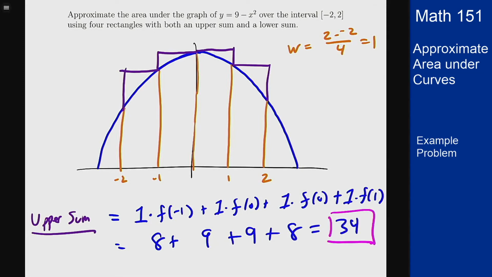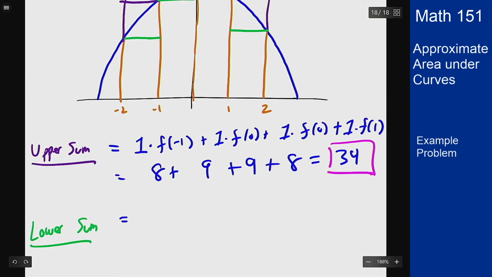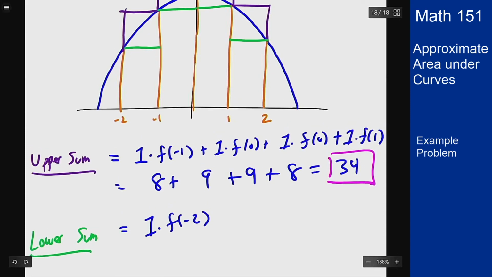Now for a lower sum, I want to take the lowest possible height on each little rectangle. That's going to involve a height here, here, here, and here for this setup, picking the minimum point on each little interval to make the height. So for a lower sum, we're going to get 1 times f of minus 2 for that first rectangle, because the value at minus 2 determines the height, plus 1 times f of minus 1, plus 1 times f of 1, plus 1 times f of 2.